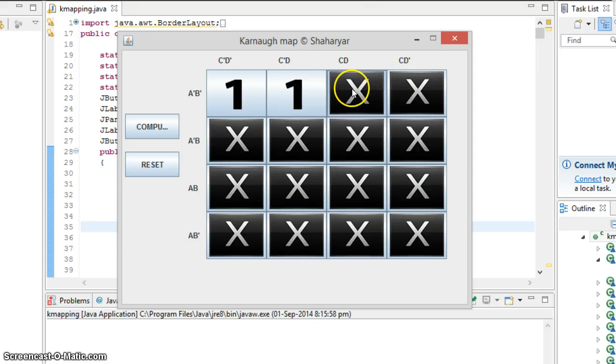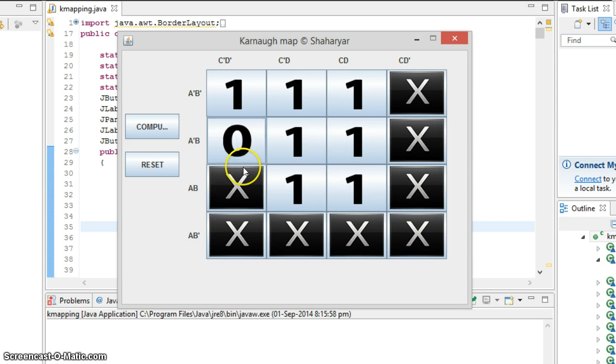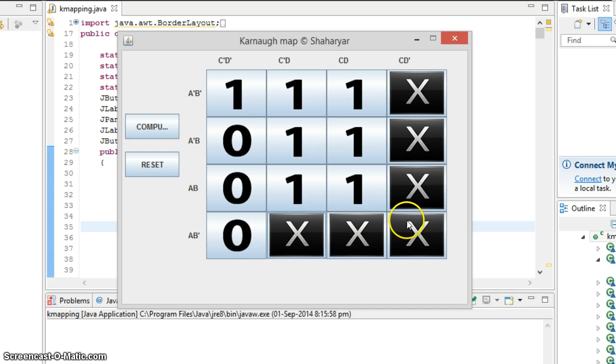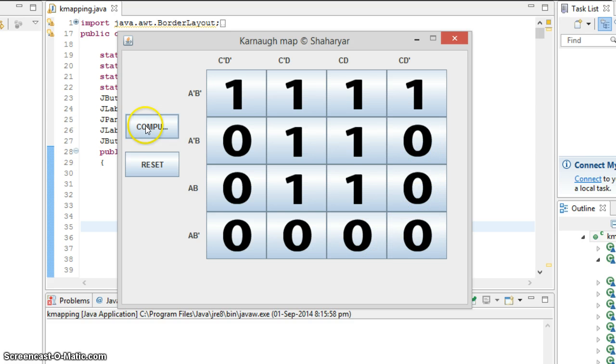Check for another one. Make it zero. Make it zero. I just make it zero. Yes, check it. Yeah, definitely. This is a group of this and this.